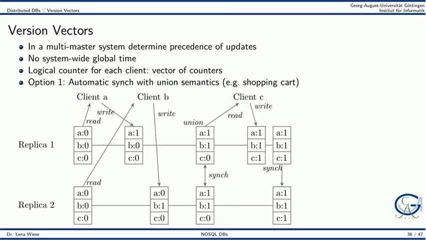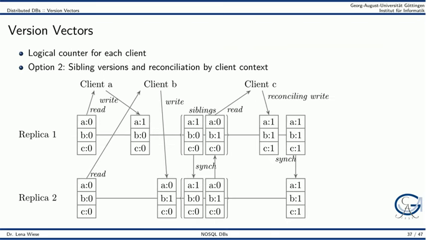However, clients might write to different replicas of the same data item concurrently. During a synchronization step between the replicas, the system has to determine what the correct value is. A simple automatic synchronization operation is union semantics. A good example for union semantics is a shopping cart. If different products are placed into the shopping cart at different replicas, we just combine them into a single shopping cart and union the contents at the end.